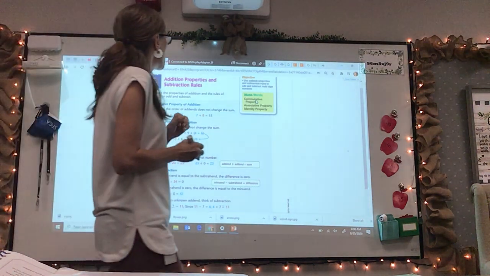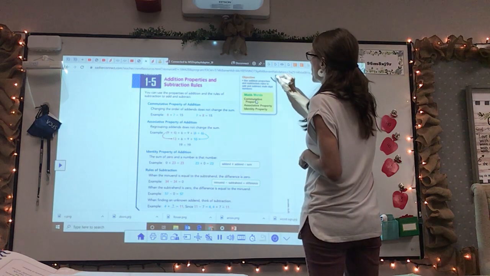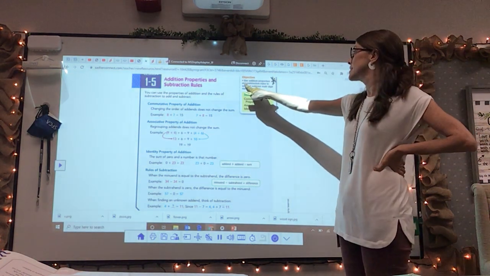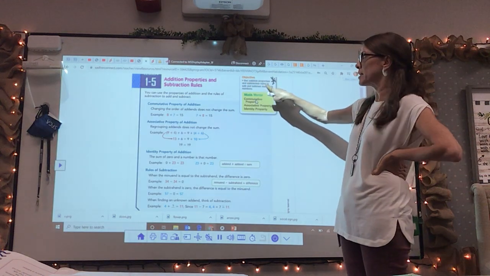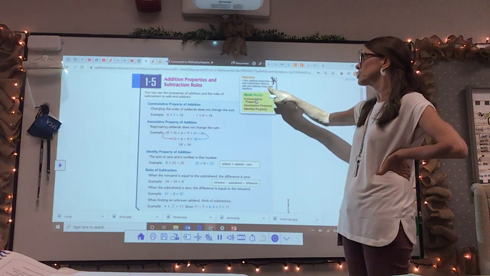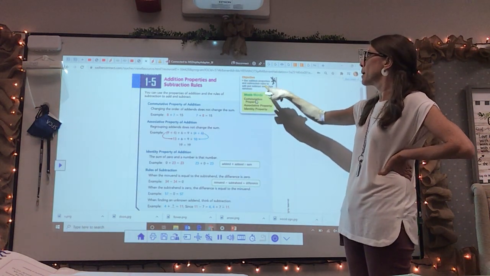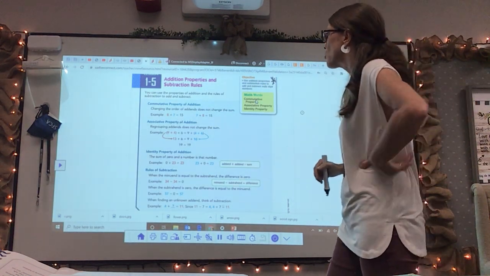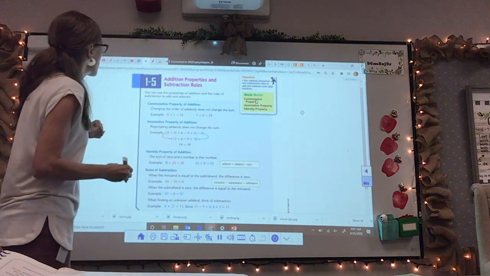All right, so let's look over here at our objective for this lesson. We want to be able to, by the time this lesson is done, use addition properties and subtraction rules to add and subtract multi-digit numbers. All right, no problem. So let's start with number 1.